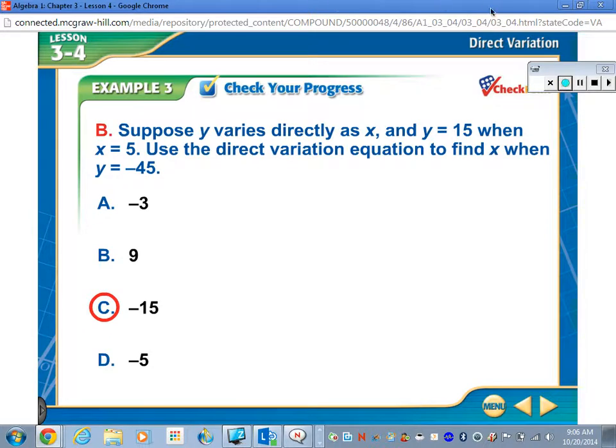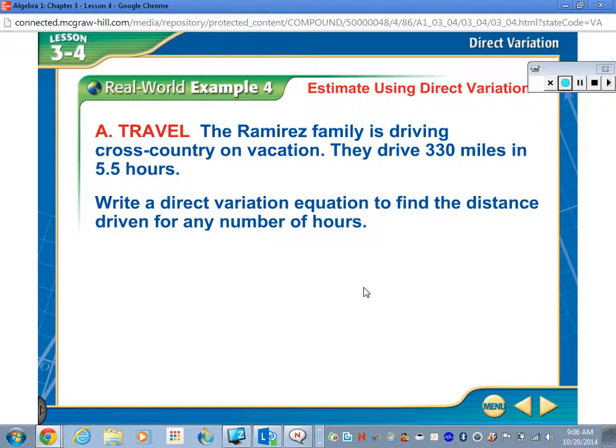Okay, so let's do that. Okay, now we have a real world example. So we're still doing the direct variation thing, but now it's in a word problem. So the Ramirez family is driving cross country on vacation. They drive 330 miles in 5.5 hours. So then you want to use the direct variation equation to find the distance driven for any number of hours.